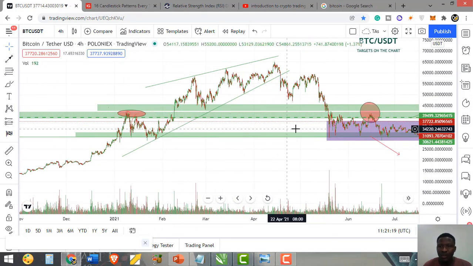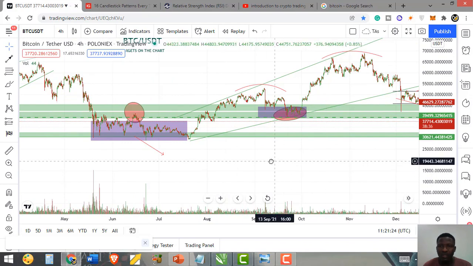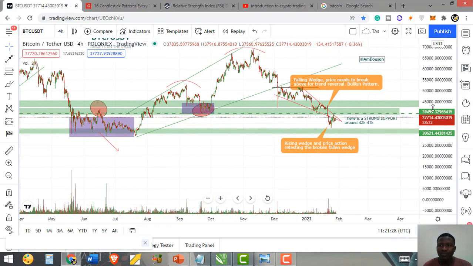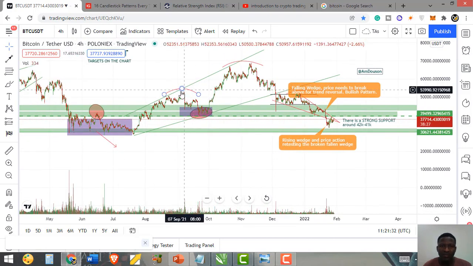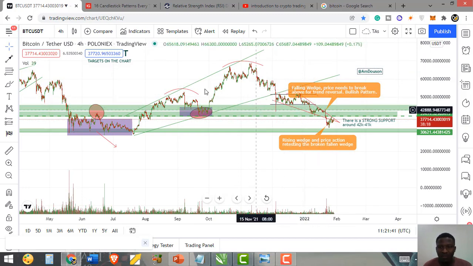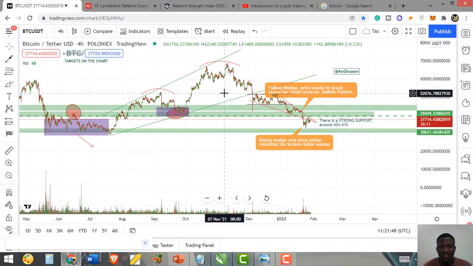Now we also have a formation of a head and shoulder pattern here. Look at the first shoulder, look at the head, look at the second shoulder formed, and this is a bearish chart pattern. So whenever you see this chart pattern, know very well that the price of that particular currency pair is about to go down. This is a bearish chart pattern.